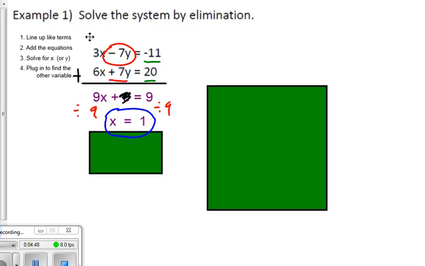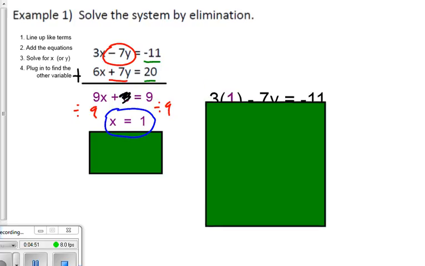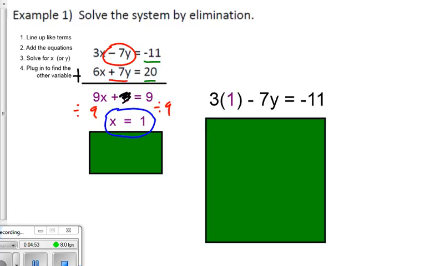What do we do with that new information now that we know x equals 1? Well, we can plug it into one of our equations. So if I use this one as my original, instead of saying before we had 3 times x, then minus 7y equals negative 11. Well, I know now that x has to be 1, so I can just plug that in right here. So we'd say 3 times 1 minus 7y equals negative 11.